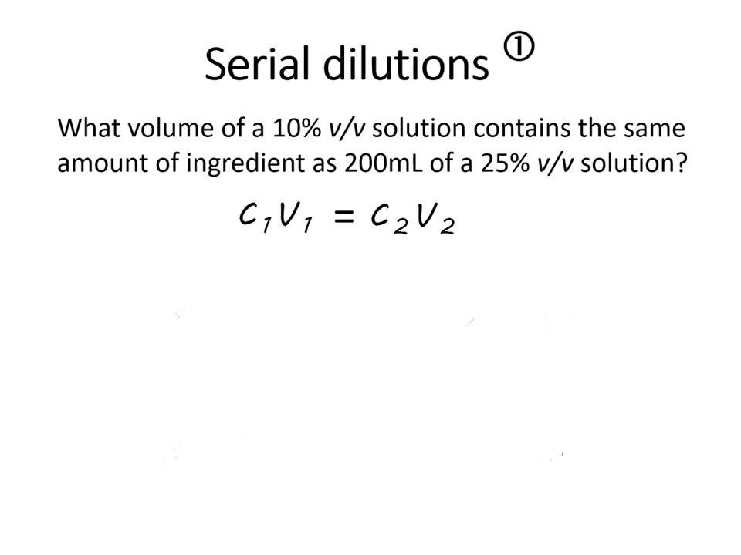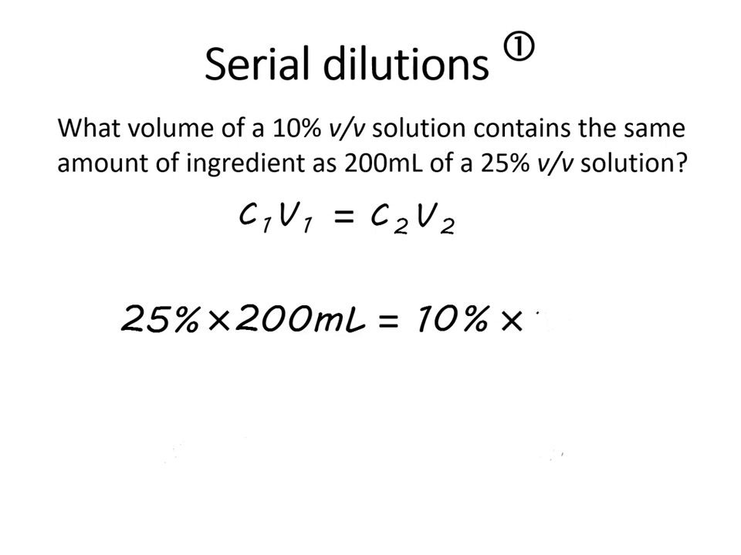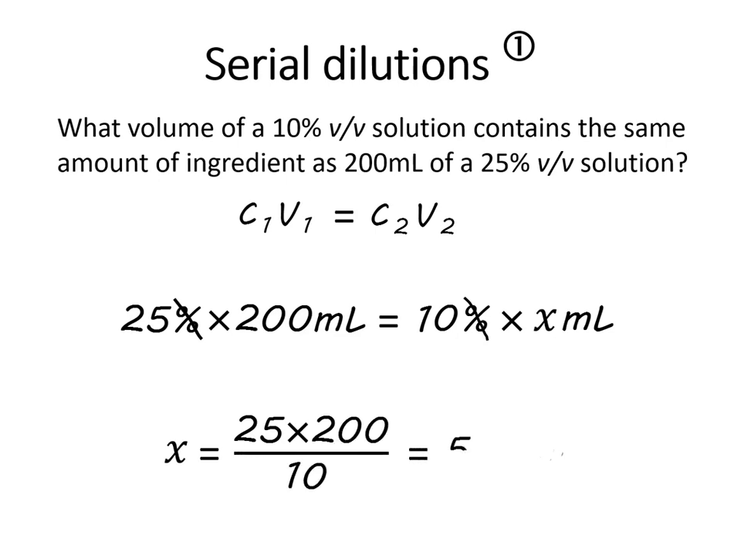We can now substitute our values to give us 25% times 200 milliliters is equal to 10% times X milliliters, where X is the volume to be calculated. We can then cancel the percentages as they're a common factor to both sides. We can then rearrange for X, giving us 25 times 200 all over 10, and a final answer of 500 milliliters.